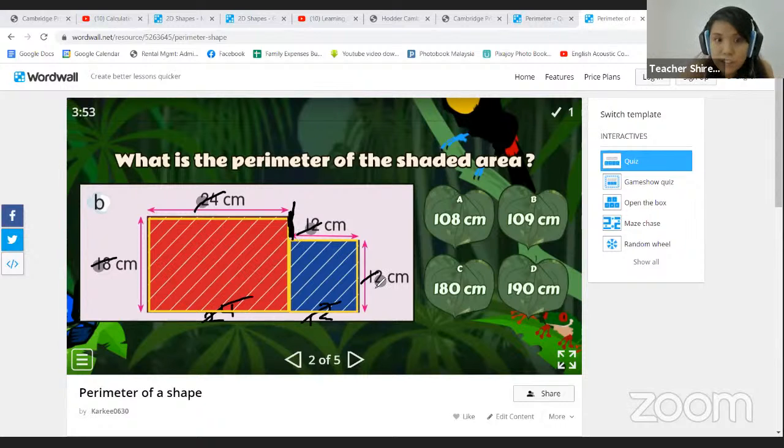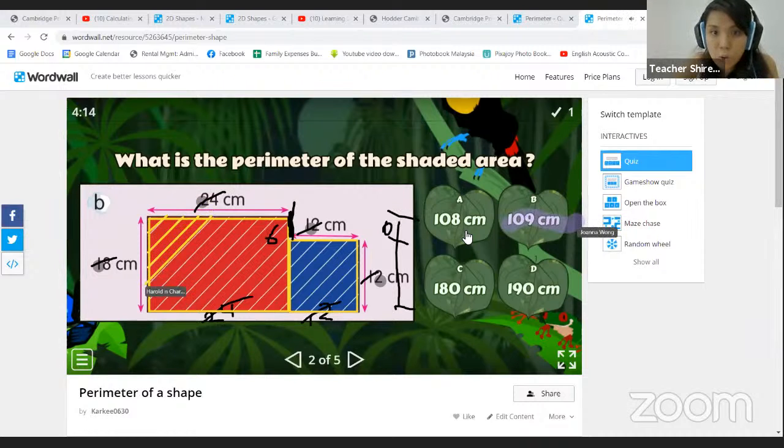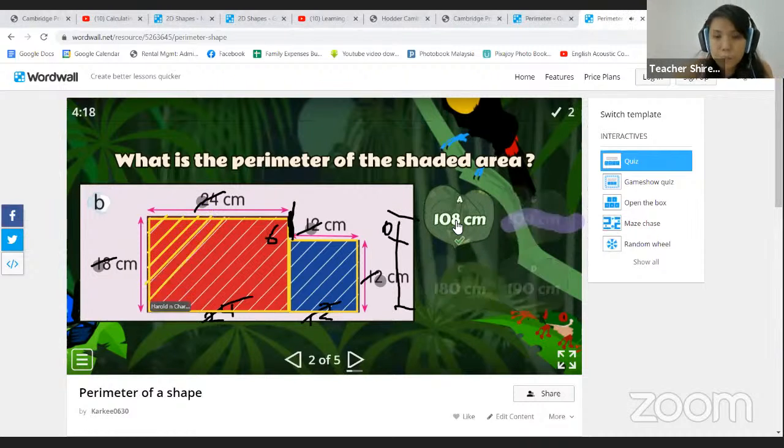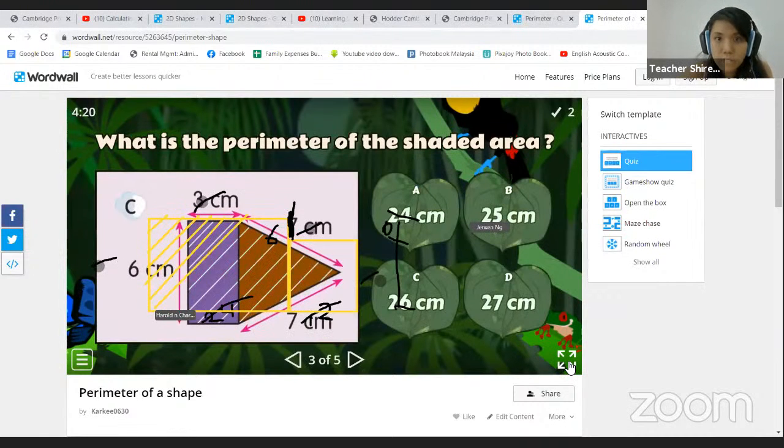Oh my goodness. So here it's 18. You see this whole line here is 18. Here is 12. So 18 minus 12 here is 6. So we still need to plus another 6. 102 plus 6, that's why the answer is 108. Understand? Okay.